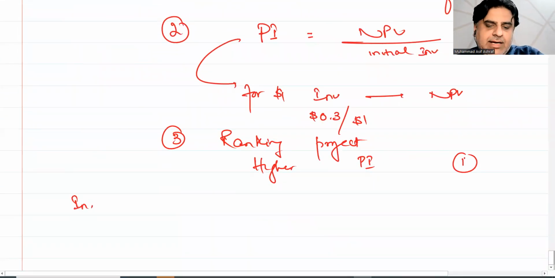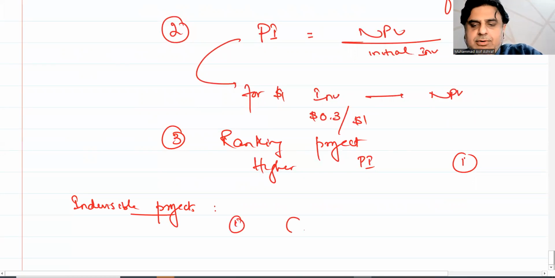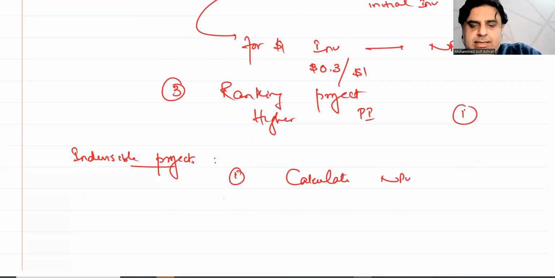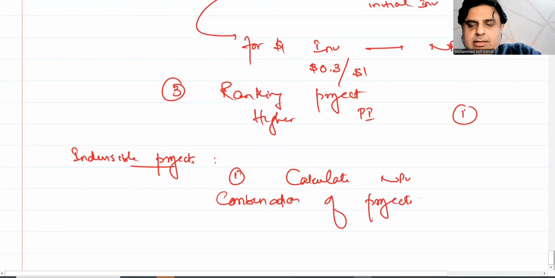And if you have indivisible projects, then in the first step you will calculate the NPV of projects. Then you will make the combination of projects which will give you the maximum NPV.